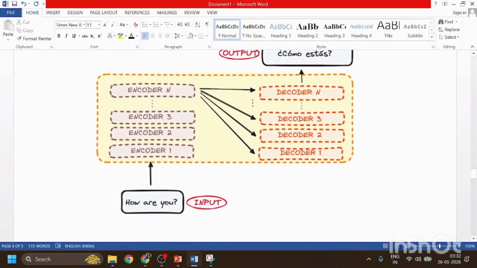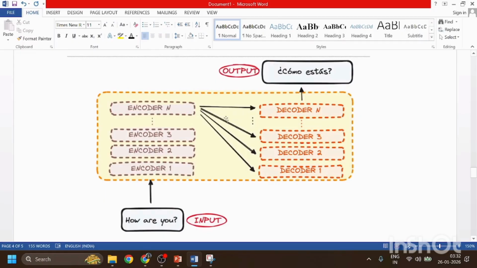Now you can see here the diagram for the transformer. I already said that the encoder has 6 layers, but we can use many more or fewer. So I just took n here: encoder 1, encoder 2, encoder 3, up to encoder n. All these encoders have the same structure. We will talk about the decoder later. Now in this video we are going to talk about the encoder only.